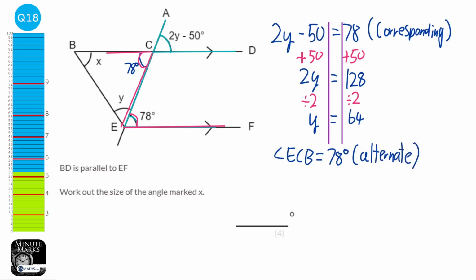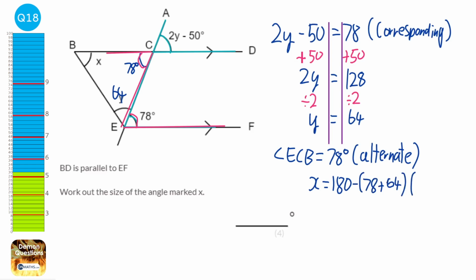And then finally, if we know this is 78 and we know that this is 64, because we know what y is, then we can work out what x is. So x equals 180, angles in a triangle, take away the 78 we know and the 64 we know. And the reason for that is angles in a triangle add up to 180 degrees. And just make sure you write down all the reasons as you go. When we take away the 78 and the 64 from 180, you get 38. So x is therefore 38 degrees.